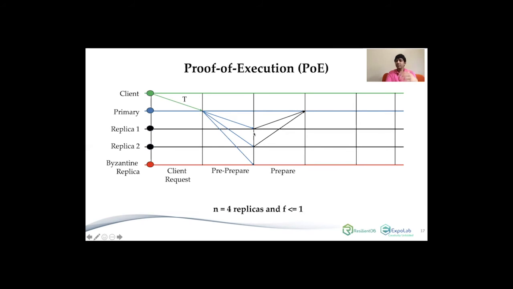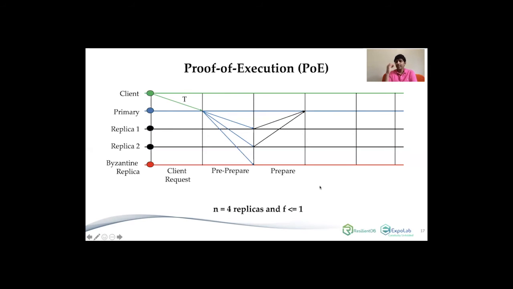In SBFT, because it uses threshold signature, every replica created a threshold share, and it sent its share to the collector. We don't have a notion of collector executor. We can have a similar design. But what we do is that we make every replica send their threshold share to the primary.